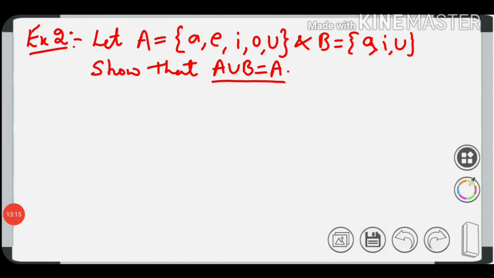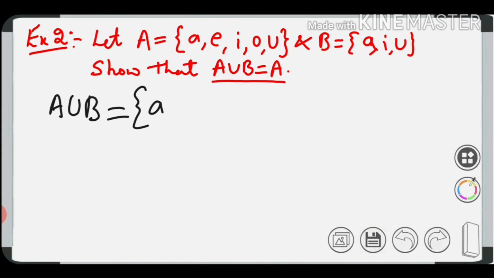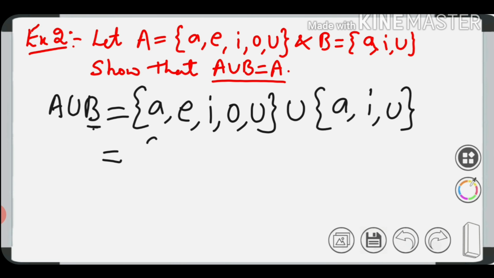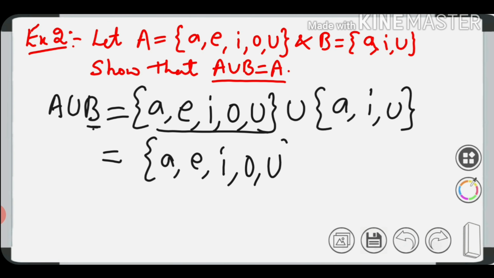Now we solve this problem. A union B means we have to write first the A set, that is A, E, I, O, U. Union. Next the B set. B set means A, I, U. Like this you have to write. While writing the elements, first write all elements in A: A, E, I, O, U. And after that you have to write the B elements.